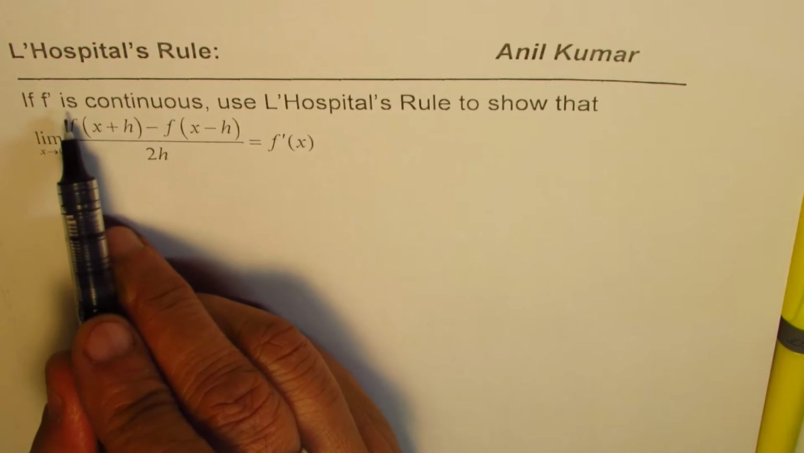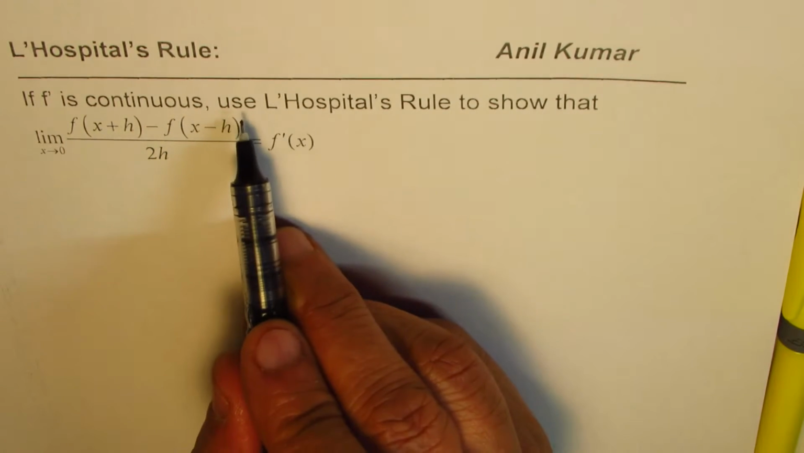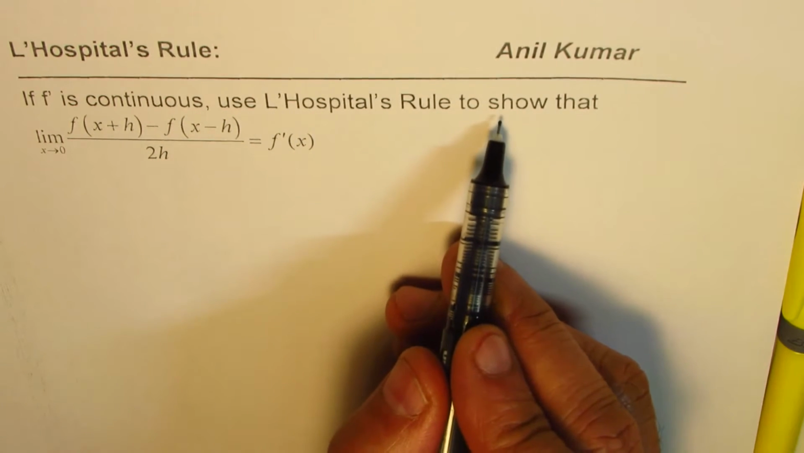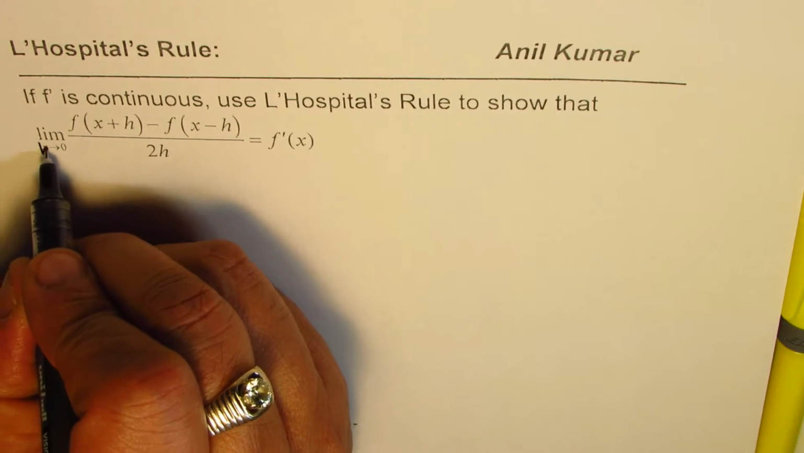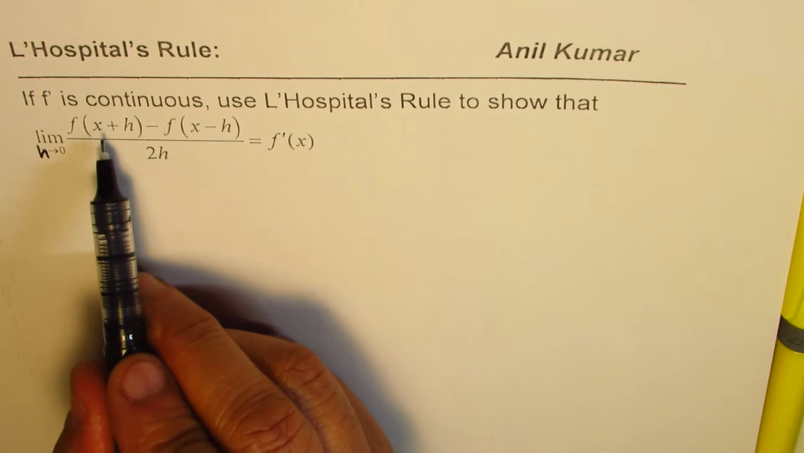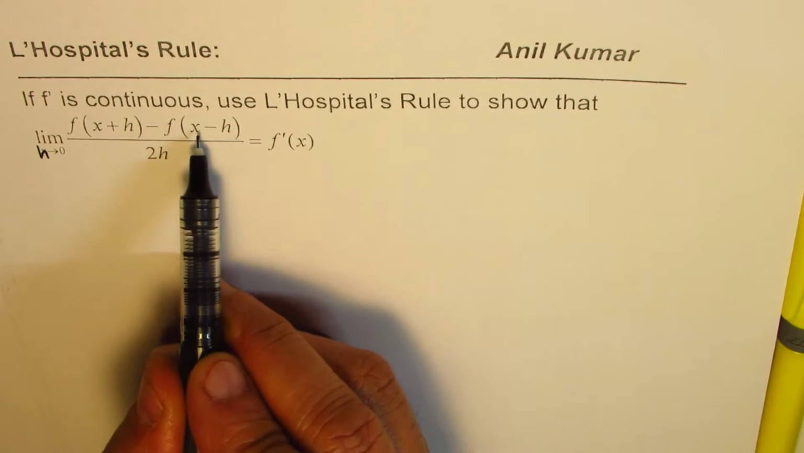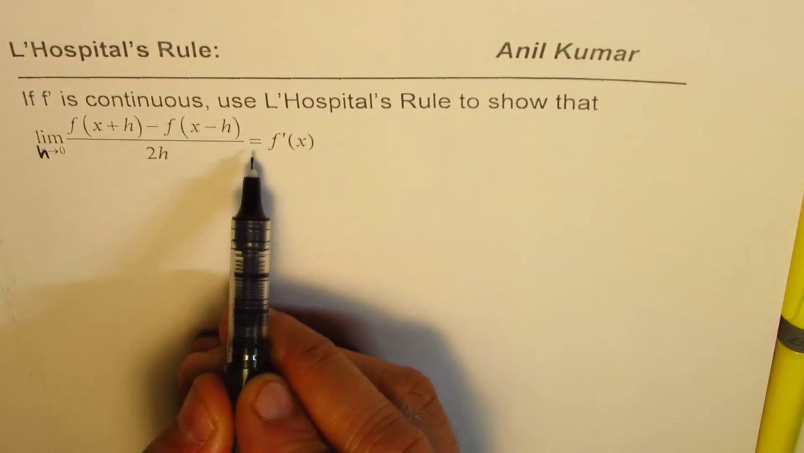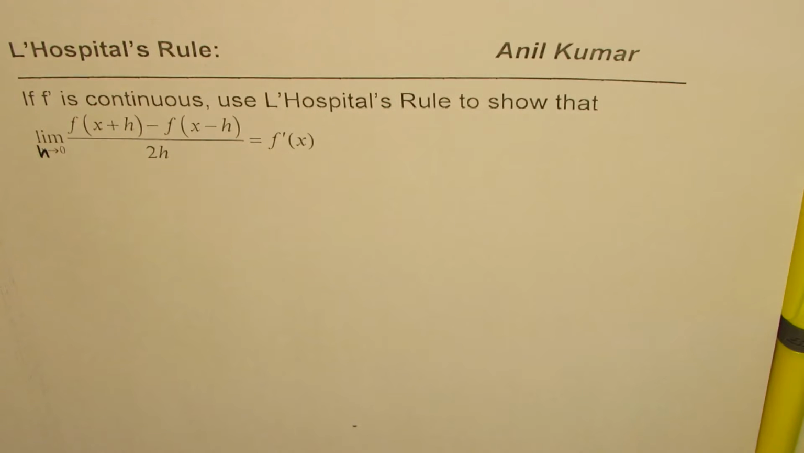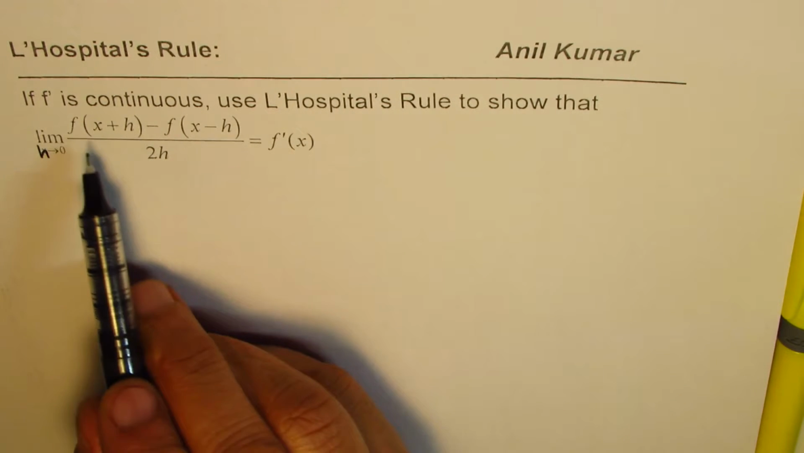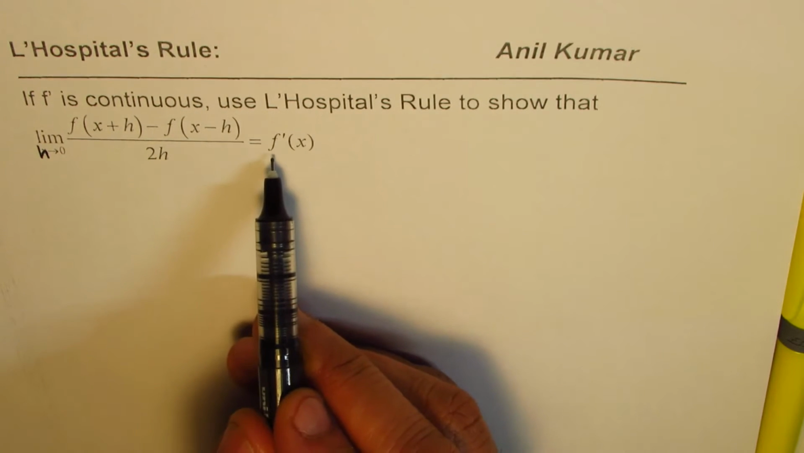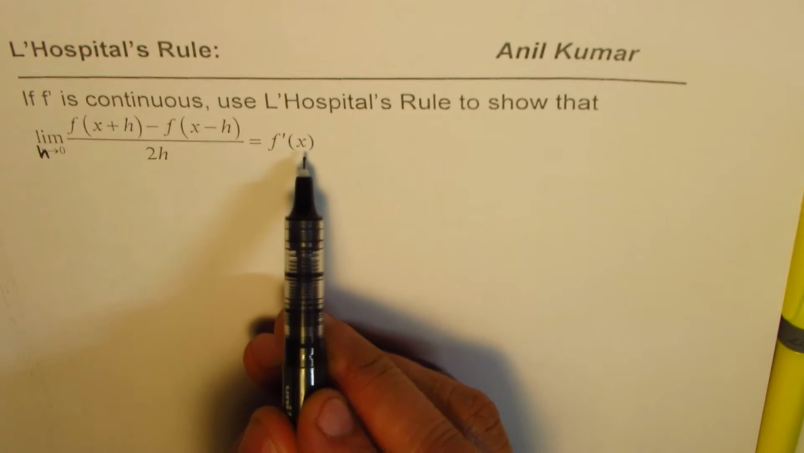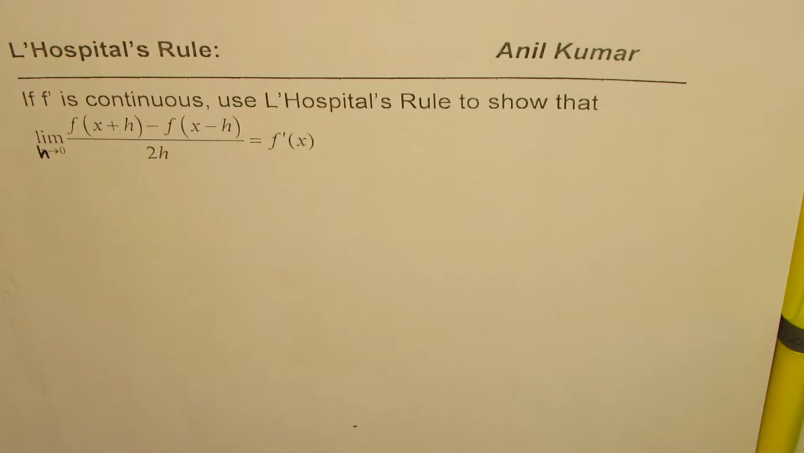If the derivative of a function is continuous, use L'Hospital's rule to show that the limit as h approaches 0 of [f(x+h) - f(x-h)]/2h is equal to f'(x). That is to say, this limit is equal to the derivative of this function at x. So that's the question for you. You can pause the video and answer the question.